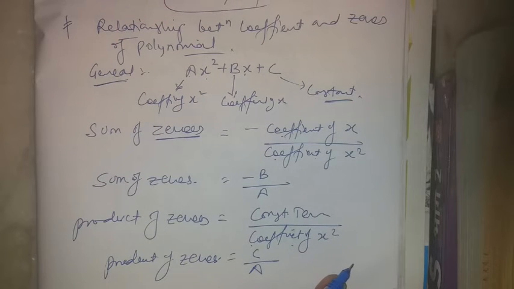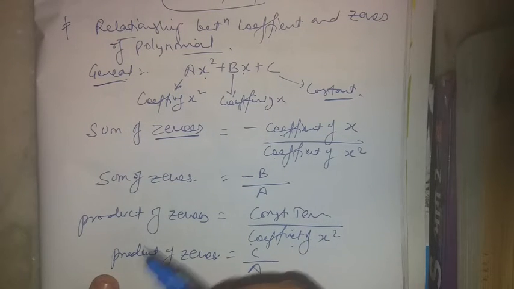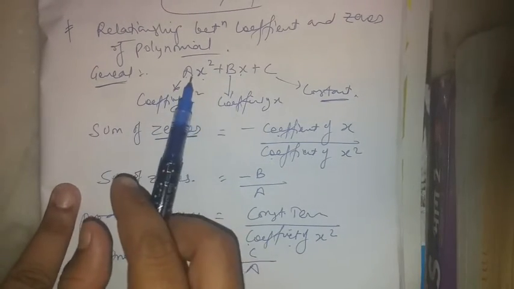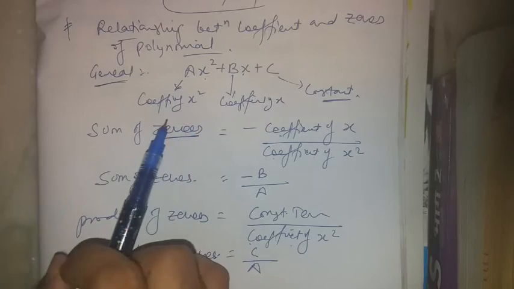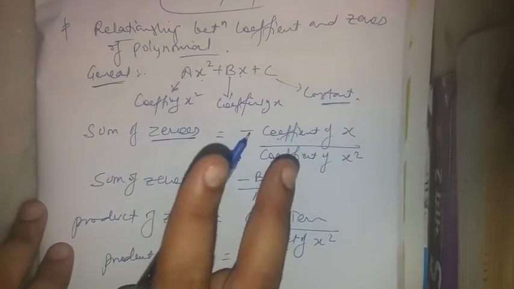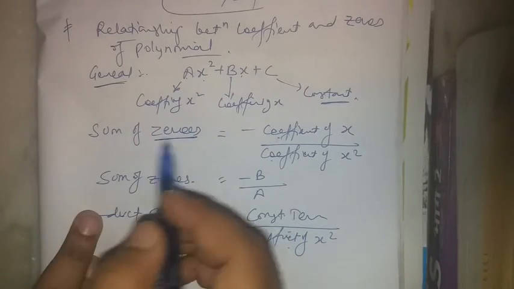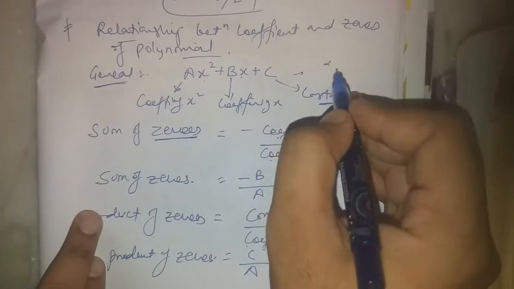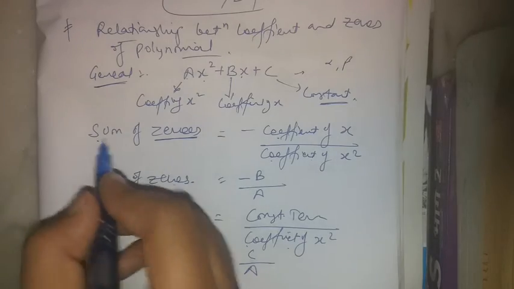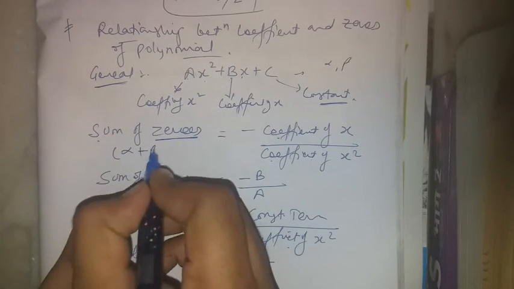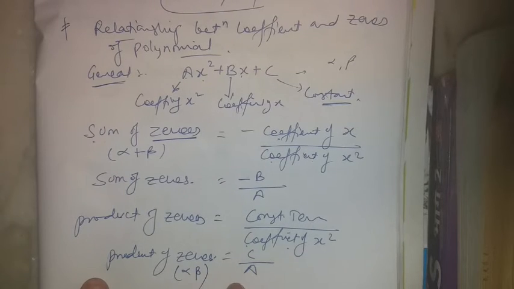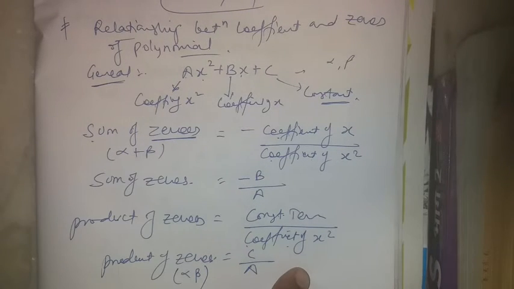Now we can write it in a different way. Any quadratic equation has 2 zeros. So how can we write these zeros? The two values of x we can write as alpha and beta. The sum of zeros is alpha plus beta, and the product of zeros is alpha into beta. This is the formula you should remember.